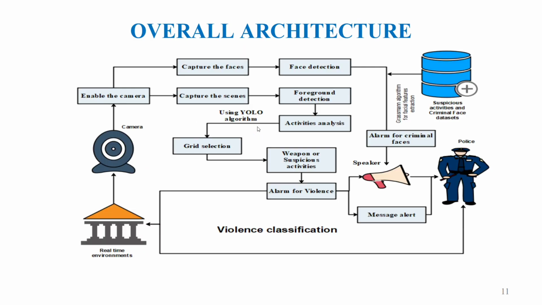Overall architecture. The diagram shows the overall working of the system. The camera captures the video, then it goes through object detection, face recognition, and behavior analysis. Finally, alerts are generated if any suspicious activity is detected. First, in the real-time environment, the camera is enabled to capture the faces and the screen. Then face detection, foreground detection, and the suspicious activity and criminal face datasets. Using the YOLO algorithm: activity analysis, grid selection, weapons, suspicious activities, alarm, criminal faces, speaker message alert, alarm, and violence classification.